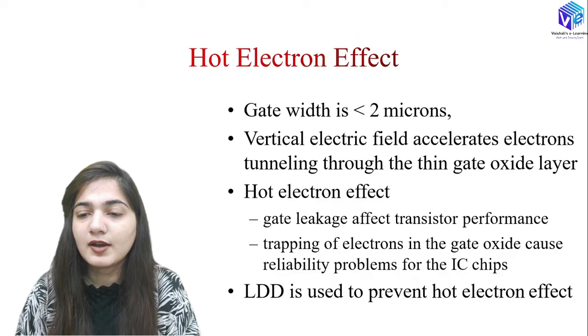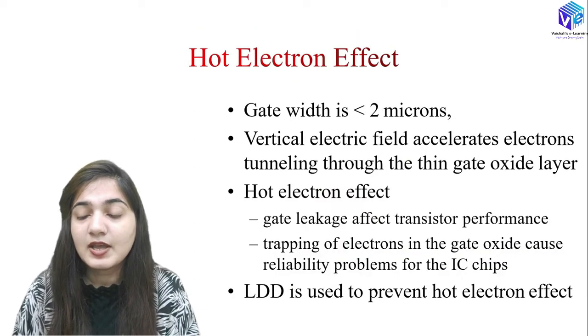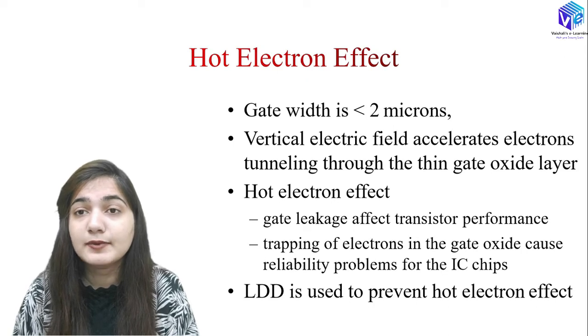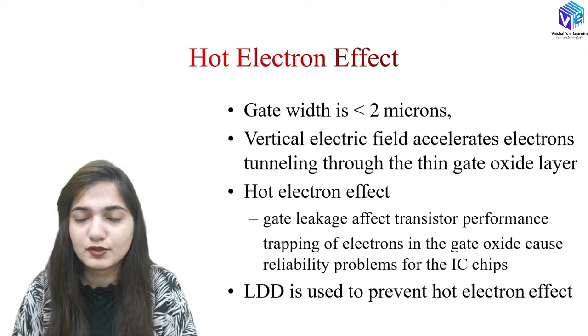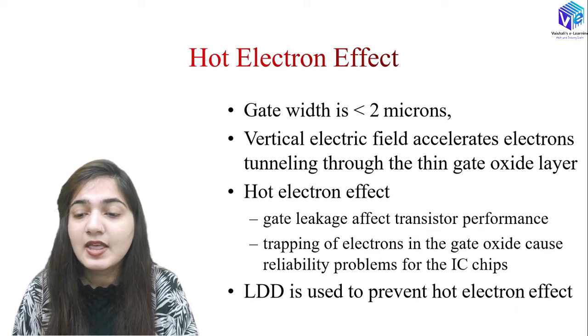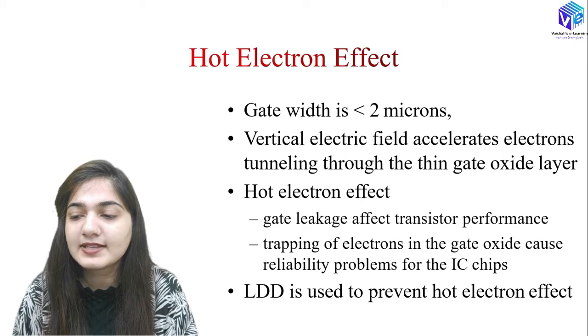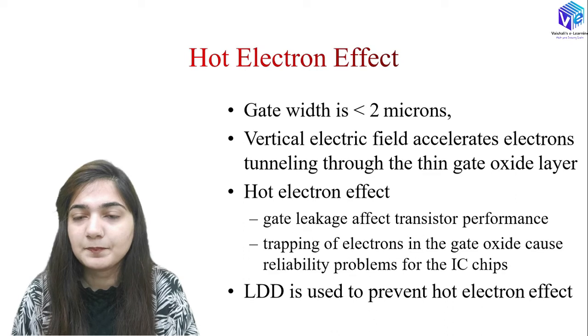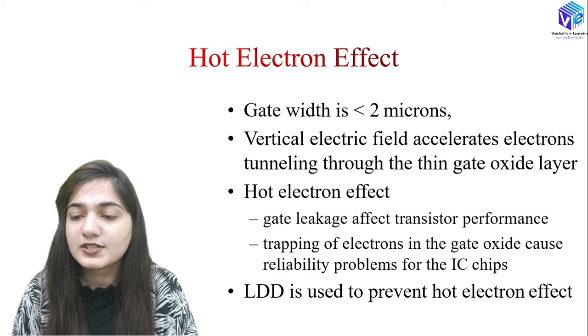Coming to the hot electron effect. Whenever the gate width is lesser than 2 microns, as we move towards lesser and lesser feature size, and I supply the vertical electric field, it is going to accelerate the electron tunneling through the thin gate oxide layer. So the tunneling effect would be more and it would be accelerated through the thin gate oxide layer.